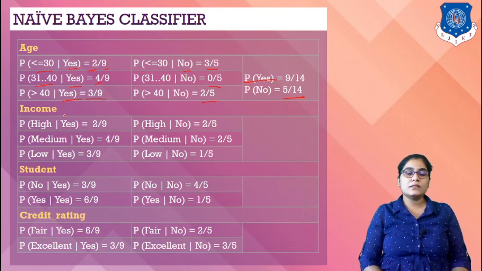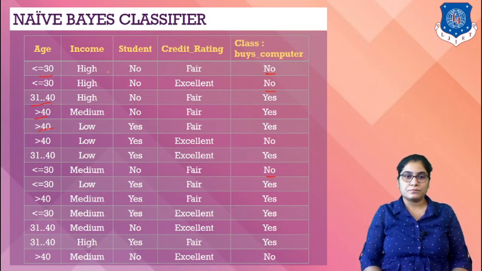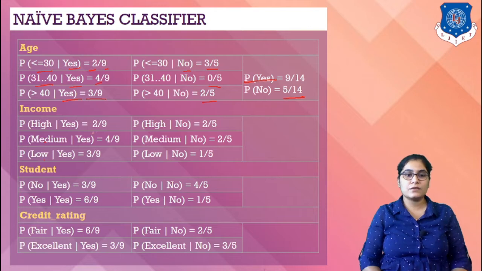Now we will repeat this procedure for the next attribute, that is income. Income also has 3 different values, that is low, medium and high. So we have to check that out of a total of 9 yes class labels, how many have an income value high? As we can see, there are a total of 2 records out of 9 that have income value high, and that's why the probability is 2 by 9.